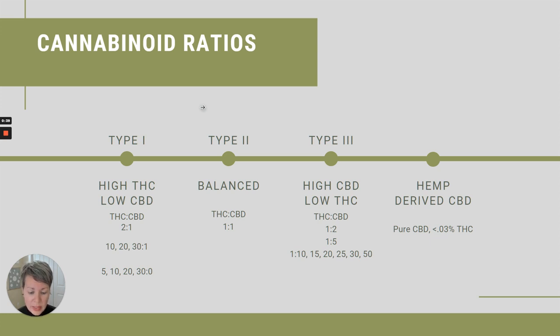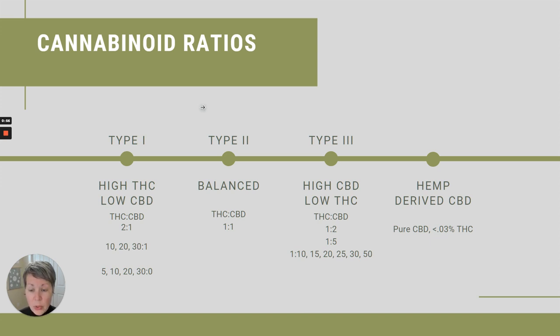So one of the other things that we need to look at is what the chemotype is. So what are the chemical compounds in that particular plant, that particular strain that you are looking at, and that will help us better identify what kind of experience we're going to have.